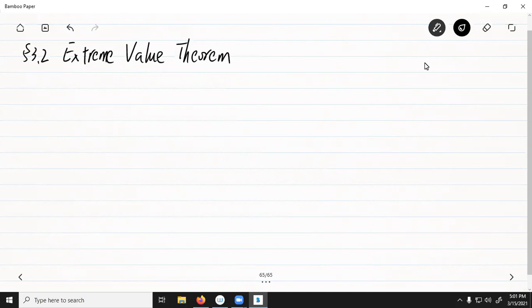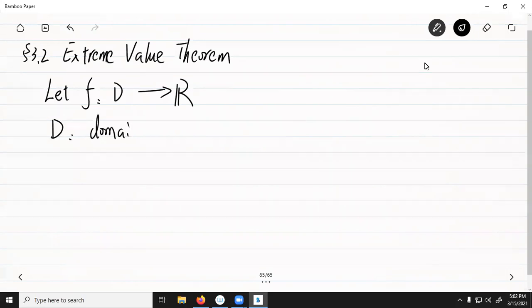So before that, let me introduce some notations. We let f be a function from D to R. What does this mean? D is called the domain. The domain means the collection of the numbers we can plug into the function f. And R means that after function f, f of x would be a real number.